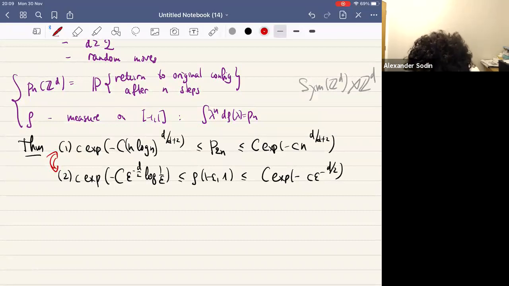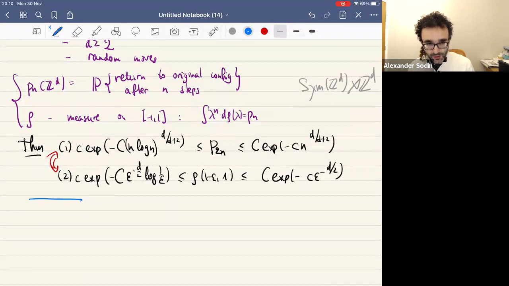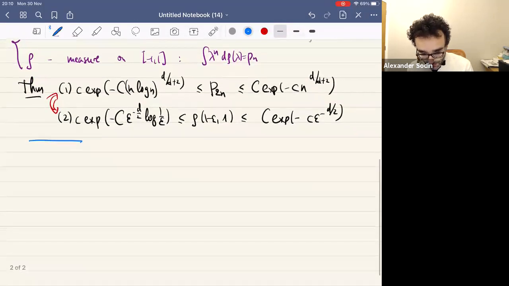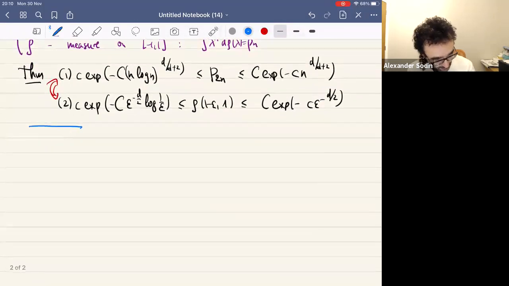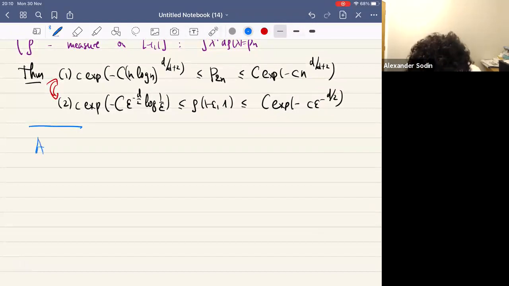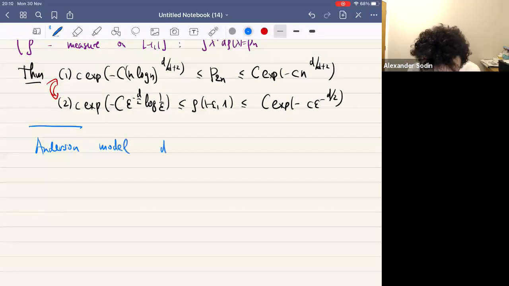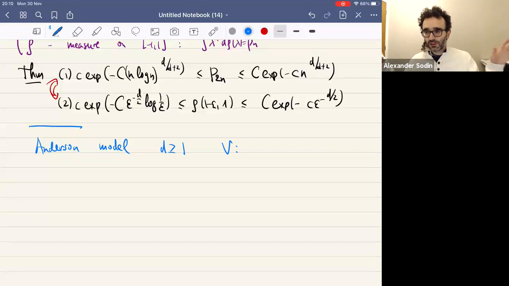So what I'll do now, I'll try to describe briefly what is the Anderson model and what are the Lifshitz tails, and then you'll see the similarity to this relation. So the Anderson model, I'll focus on the simplest case, in dimension d, which can be 1, 2, 3, or any other natural number, and we fix a random Bernoulli field.